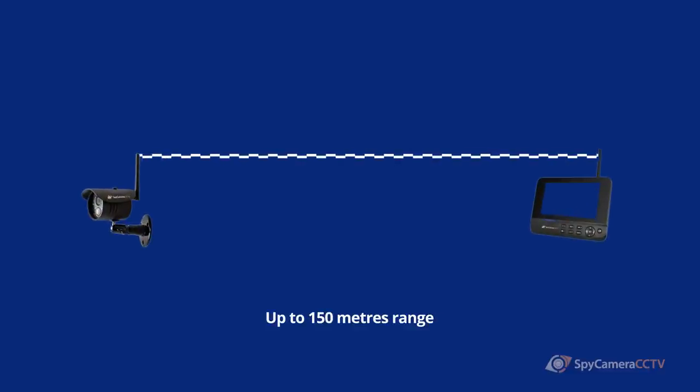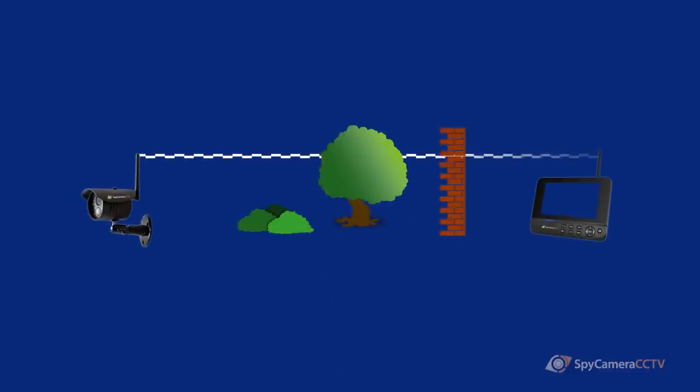Although the digital wireless CCTV system has a range of 150 meters, this is in clear line of sight. Other objects such as walls, windows, buildings, trees, basically anything, can impact that signal strength. Bear that in mind when you're placing your cameras.